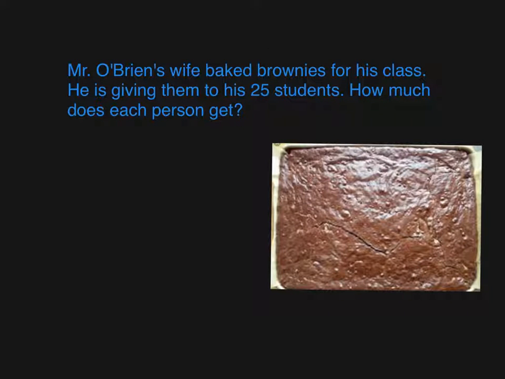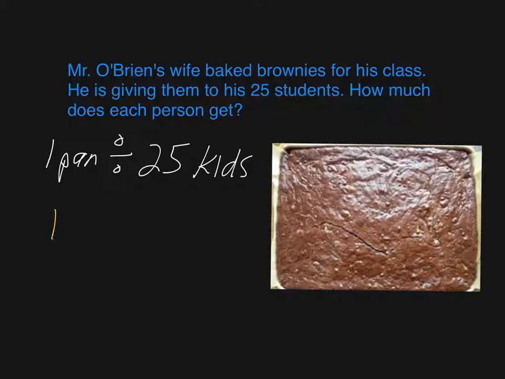Our next problem reads, Mrs. O'Brien's wife baked brownies for his class. He is giving them to his 25 students. How much does each person get? So we are taking 1 pan of brownies and we are dividing it by 25 kids or students. So that would be our division problem. It is going to be 1 divided by 25, which can be rewritten, which looks much nicer anyways, as 1/25. Or they would get 1/25 of the pan of brownies.